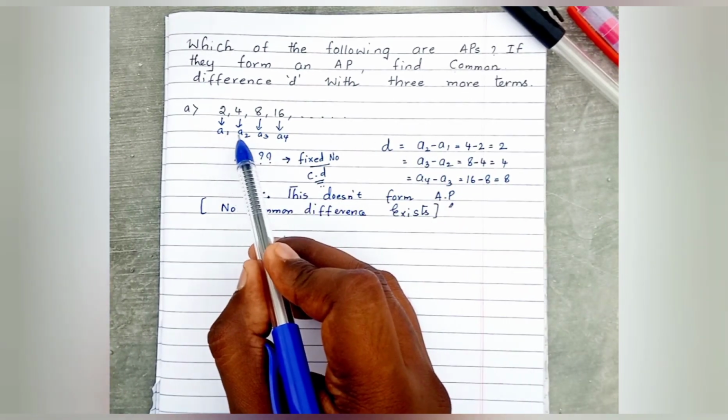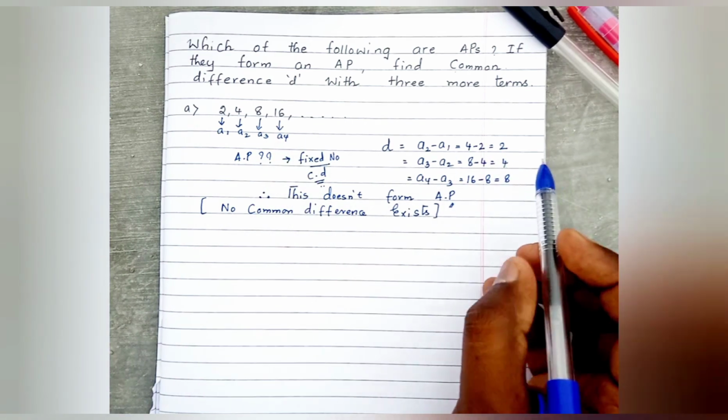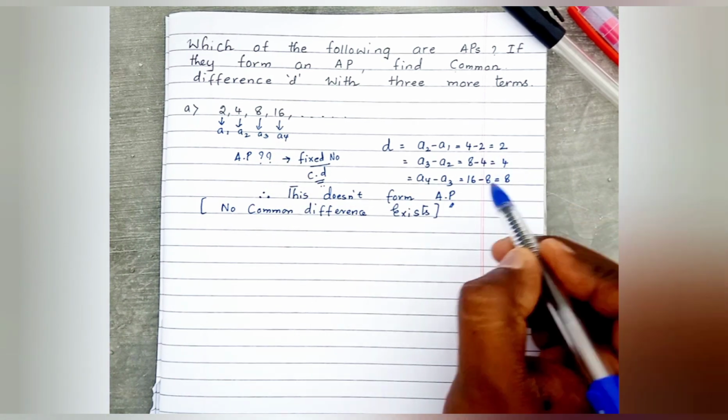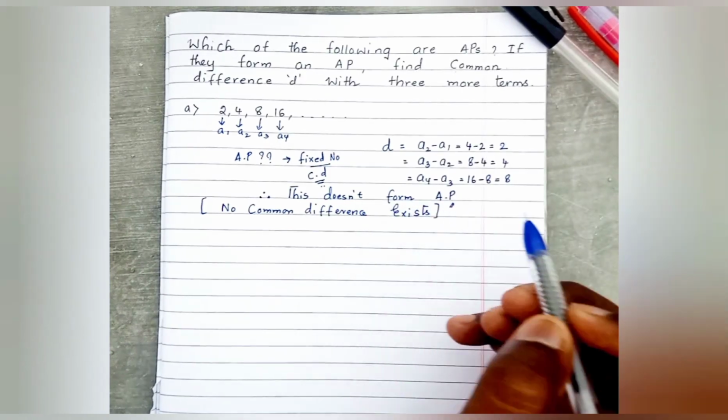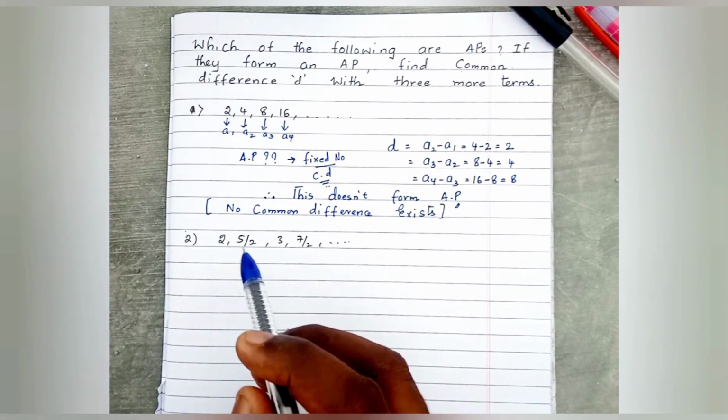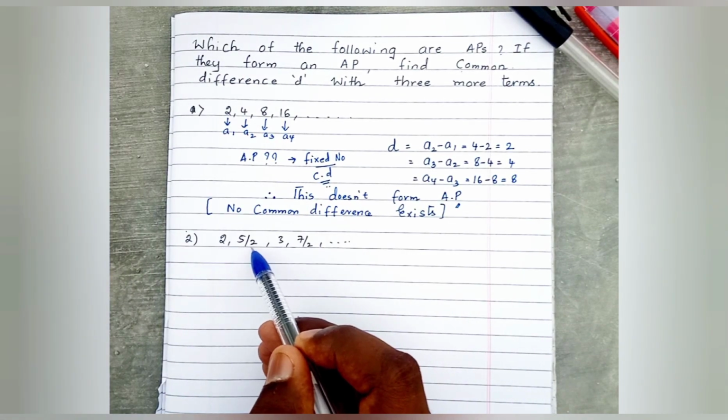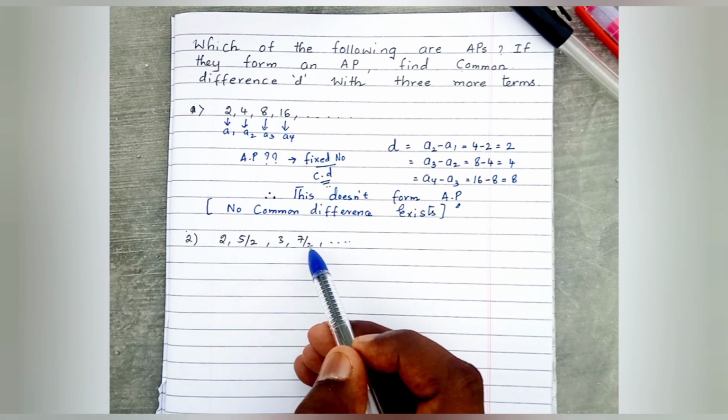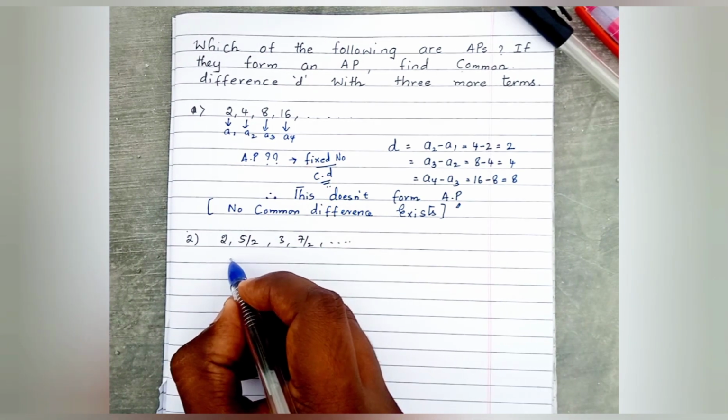Please understand, students, the important condition for AP is they should have the common difference. Otherwise, they don't form an AP. Now we'll move to the next question: 2, 5 by 2, 3, 7 by 2, and the list goes on.